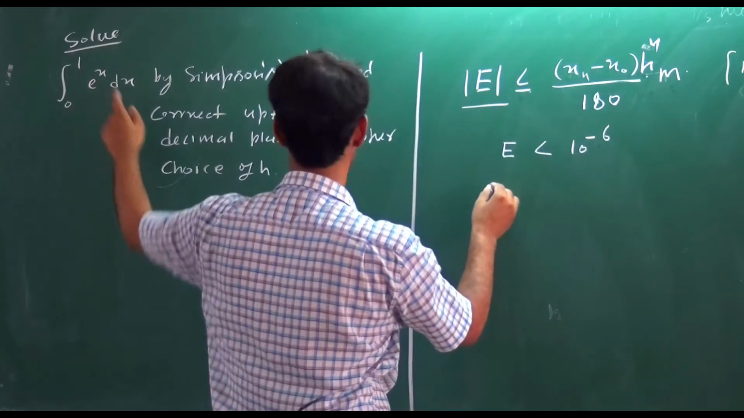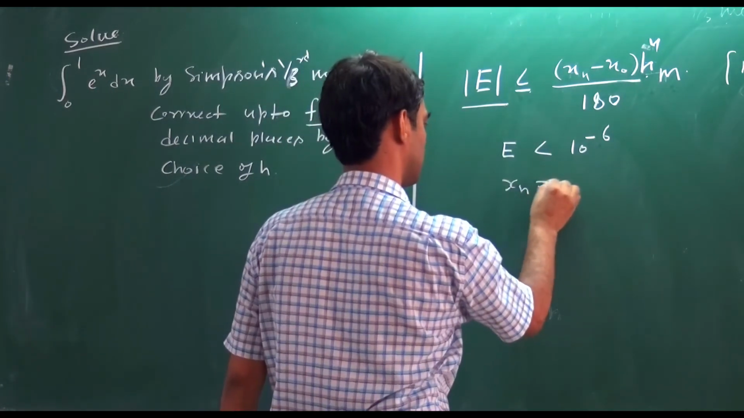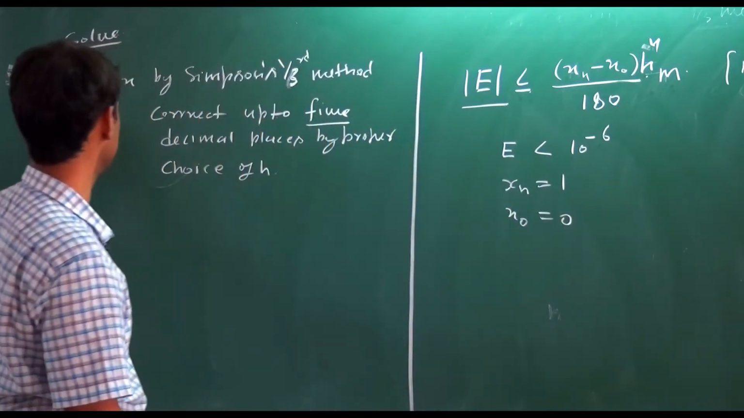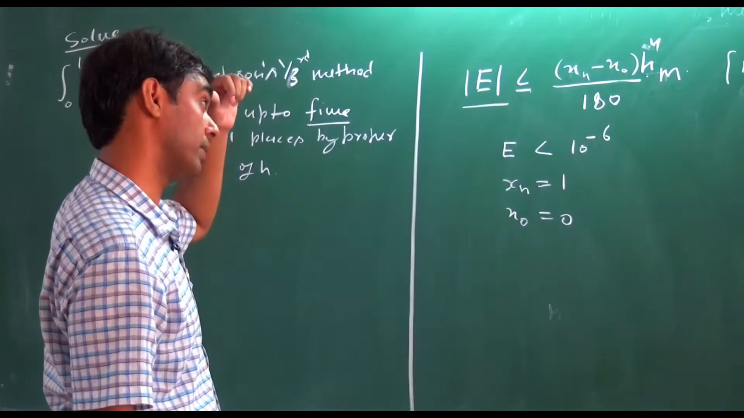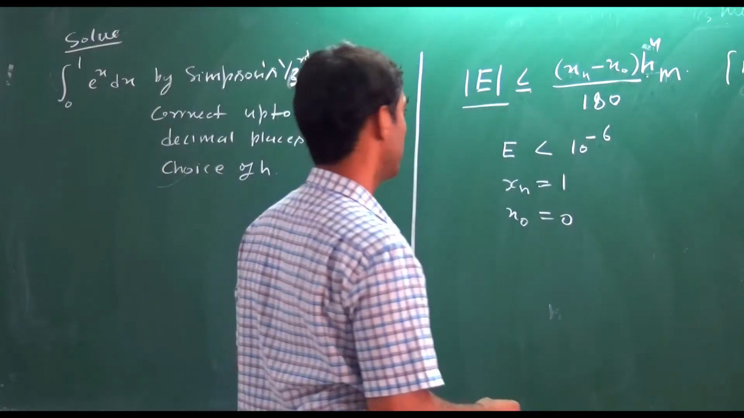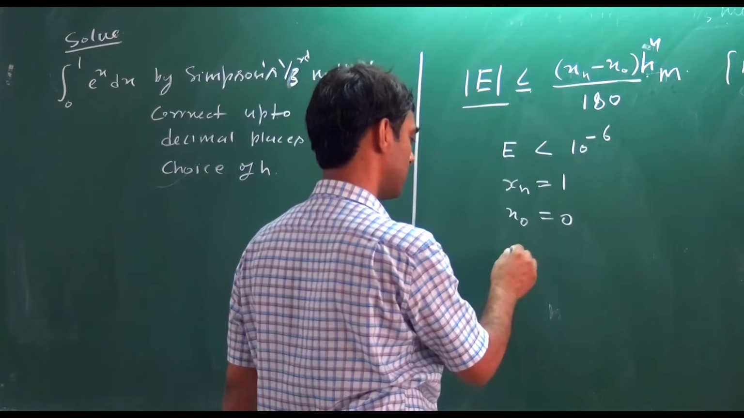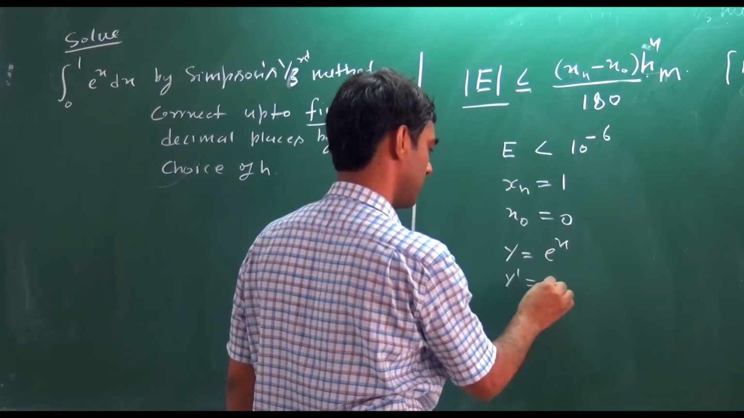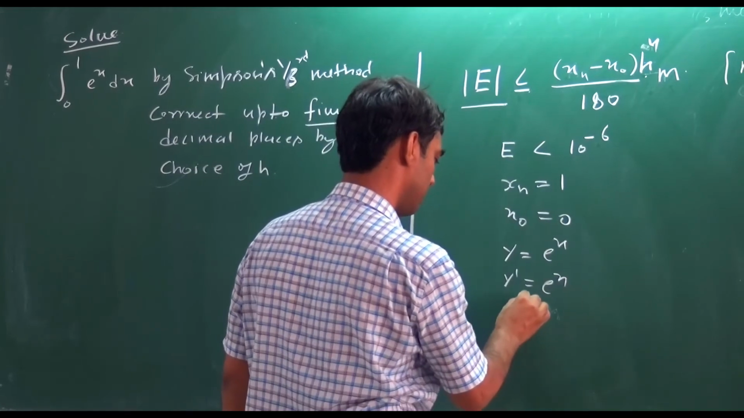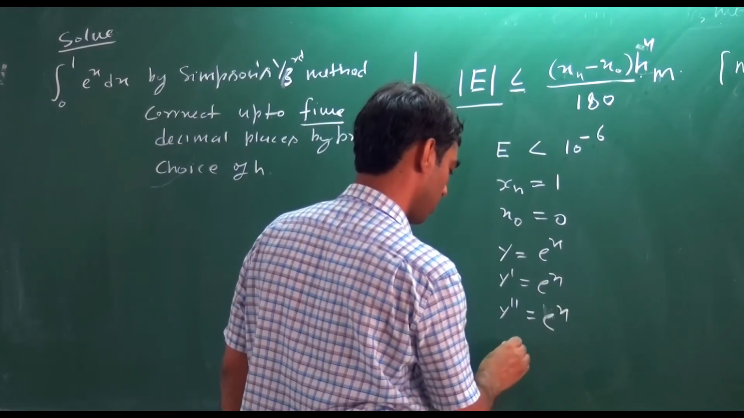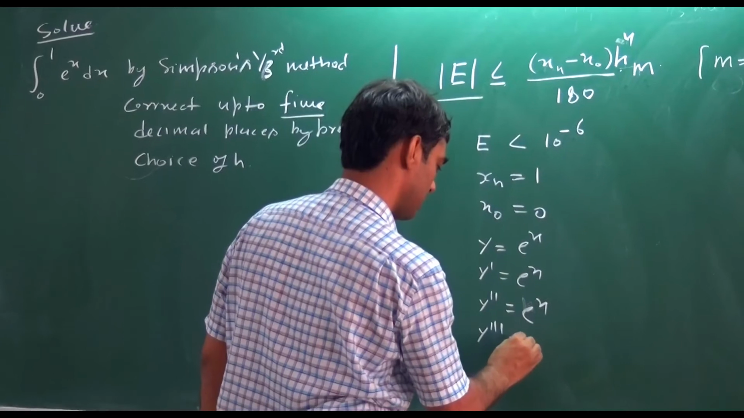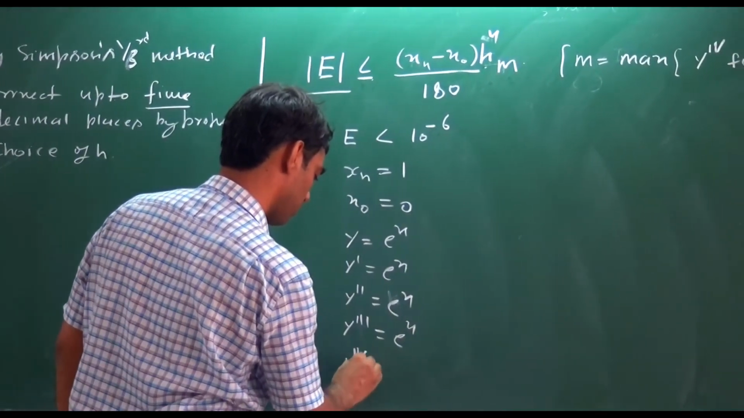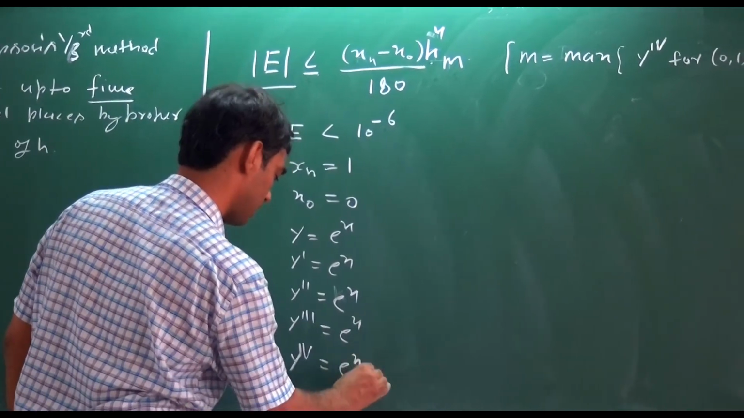What is the value of xn? Xn is 1, x0 is 0. Means lower limit is 0, upper limit is 1. What is the value of m? Y equals e to power x, y dash is e to power x, y double dash is e to power x, y triple dash is e to power x, and y 4 dash is e to power x.